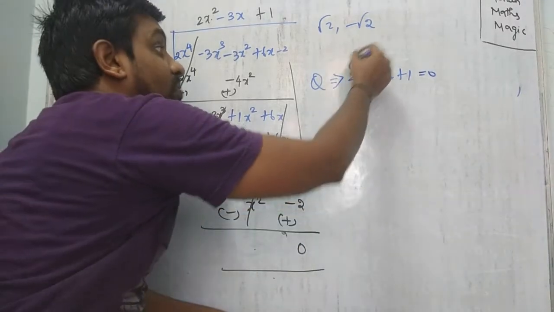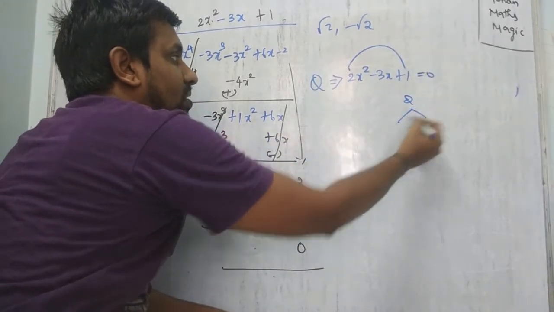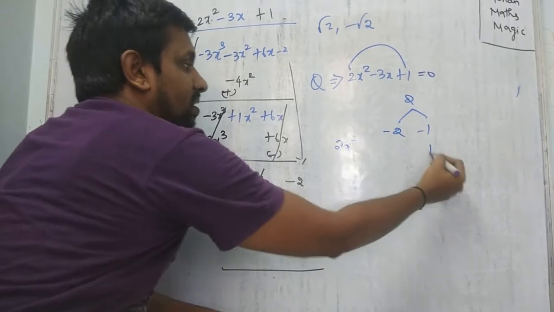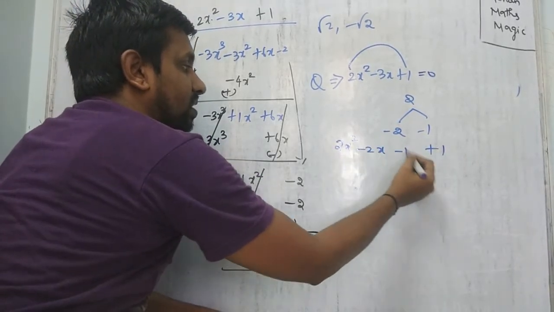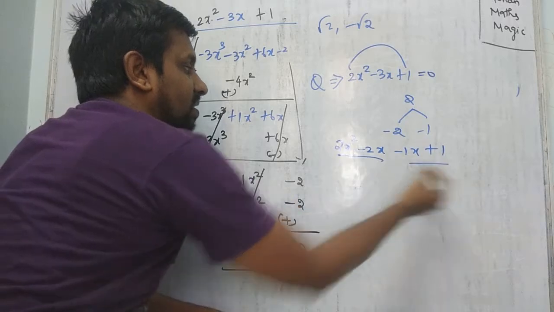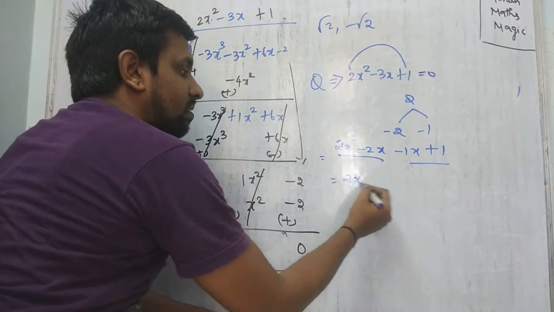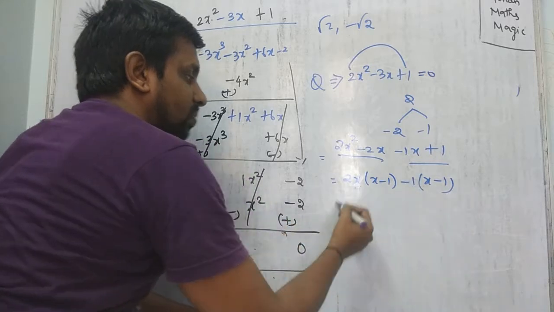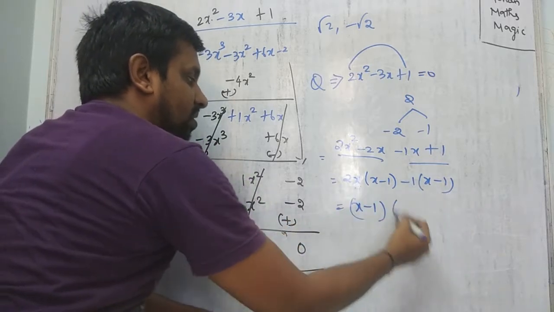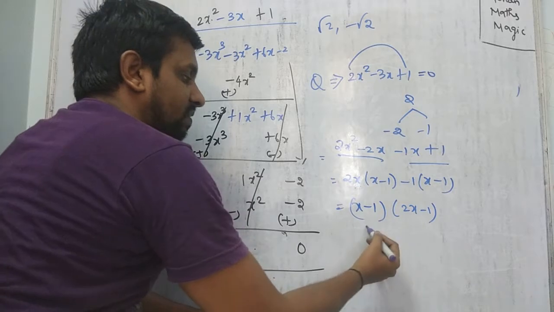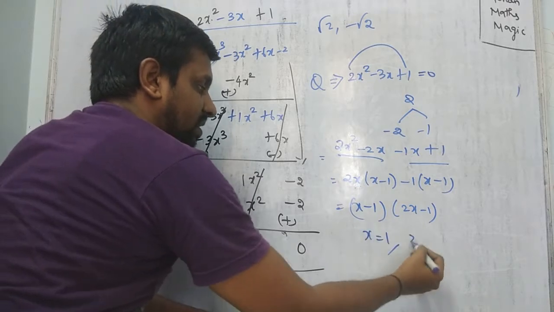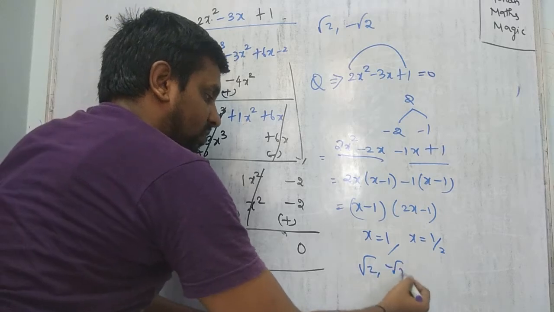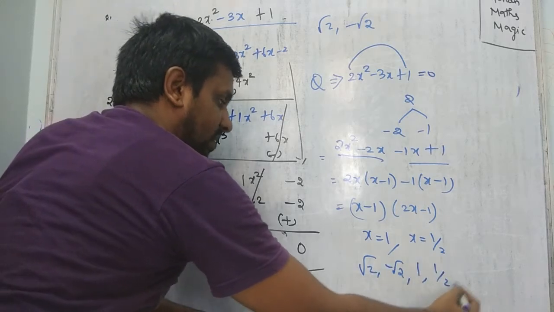Splitting the middle term, I will teach one more time. So 2, I got 2, 1. I got minus 3. So 2x square plus 1, minus 2x minus 1x. Father, mother. Taking 2x common, here also x minus 1 comes, minus 1. One bracket x minus 1, remaining 2x minus 1. Father equal to 0 gives 1, mother equal to 0 gives 1 by 2. Final answer: the roots are root 2, minus root 2, 1, 1 by 2.